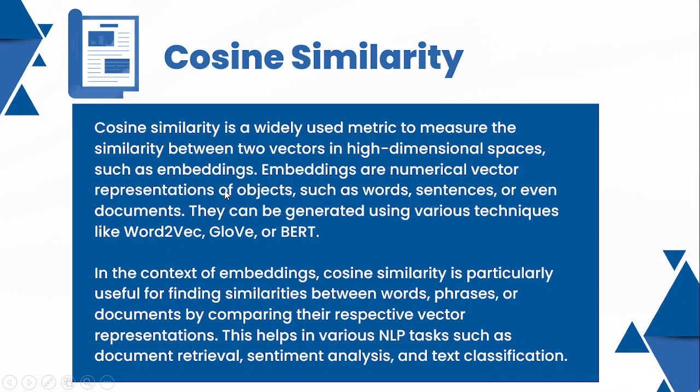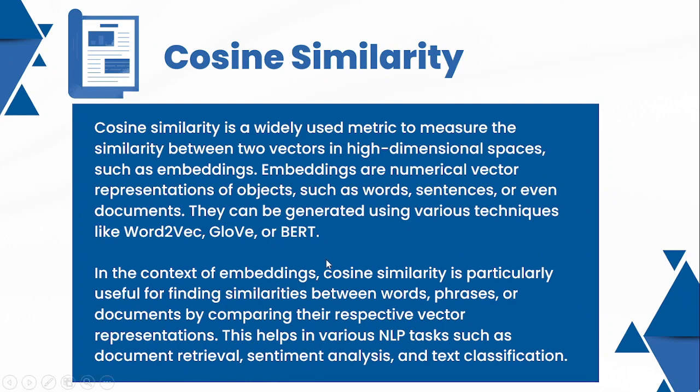Cosine similarity is a widely used metric to measure the similarity between two vectors in high dimensional spaces, such as embeddings. Embeddings are numerical vector representations of objects such as words, sentences, or even documents. You have already known this. They can be generated using various techniques like Word2Vec, GloVe, or BERT. These are some models that can be used to generate the vector representation of the objects.